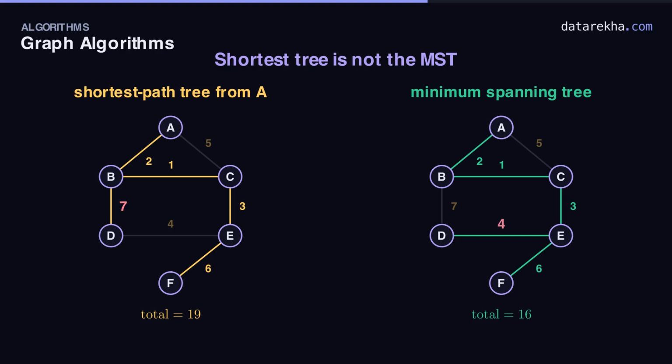They differ by exactly one edge. The shortest path tree spends 7 on BD to keep A's route short. The spanning tree spends 4 on D, E to keep the total low. 19 versus 16. Same graph, 2 different best answers. Never conflate them.